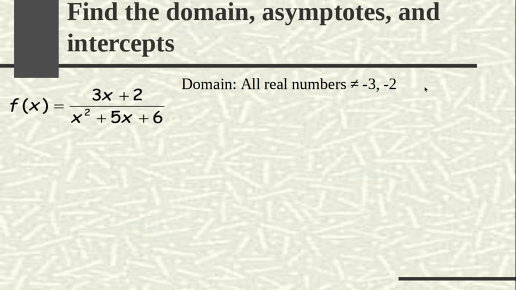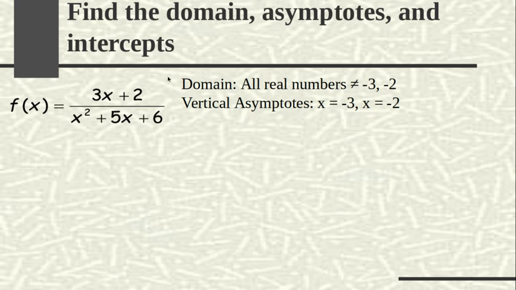If you wanted interval notation, you could say negative infinity to negative 3, negative 3 to negative 2, negative 2 to infinity, with soft brackets around it, but this is a perfectly acceptable way of writing it. The next thing is to find the asymptotes. The vertical asymptotes are the easiest to find since we already found the domain restrictions. Both of these will be vertical asymptotes because that's where the bottom equals 0 and the top does not equal 0 at either one. So their equations are x equals negative 3 and x equals negative 2.